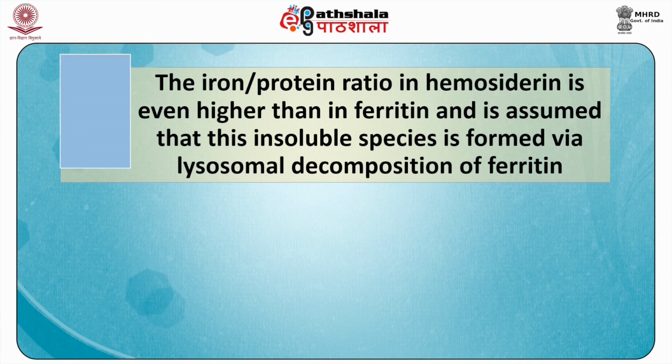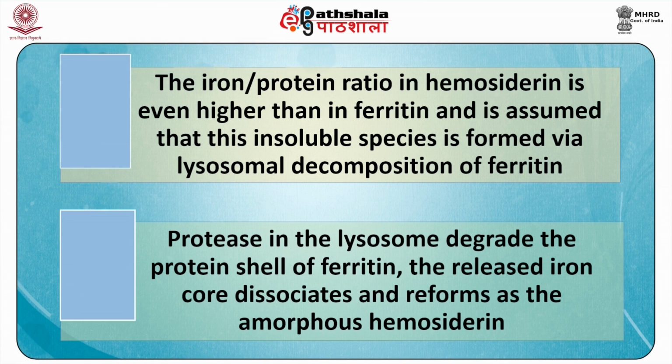The iron-protein ratio in hemosiderin is even higher than in ferritin and it is assumed that this insoluble species is formed via lysosomal decomposition of ferritin. Proteases in the lysosome degrade the protein shell of ferritin. The released iron core dissociates and reforms as the amorphous hemosiderin.